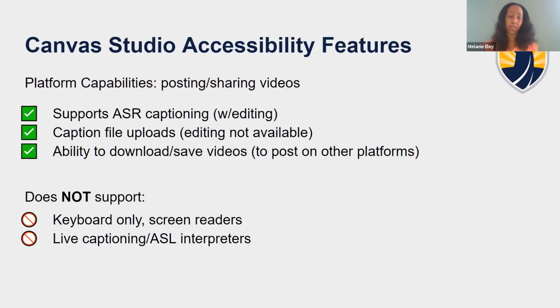Unfortunately, Canvas is not currently accessible by screen reader and keyboard. There are a few buttons within the video player in Canvas Studio that you're not able to get to by keyboard, and they're also not labeled. The buttons aren't labeled, so when a screen reader gets to that button, it won't read to the person that the button is there. And then also, of course, live captioning and ASL interpreters are not supported, and that's just because you're not able to do live meetings in Canvas.